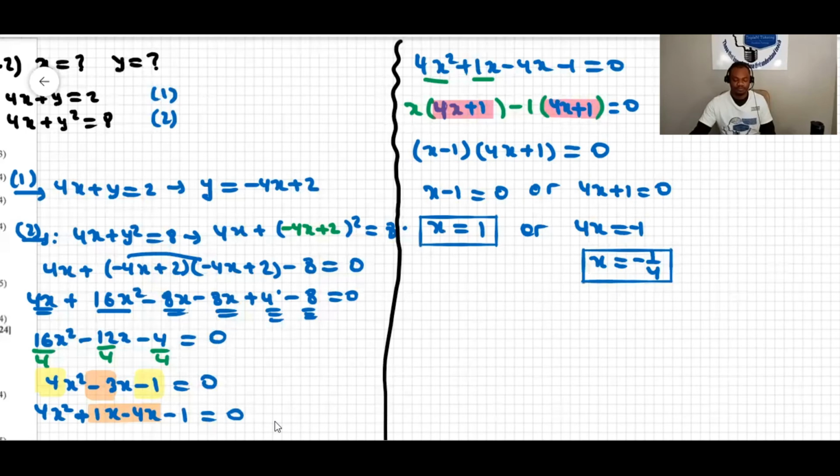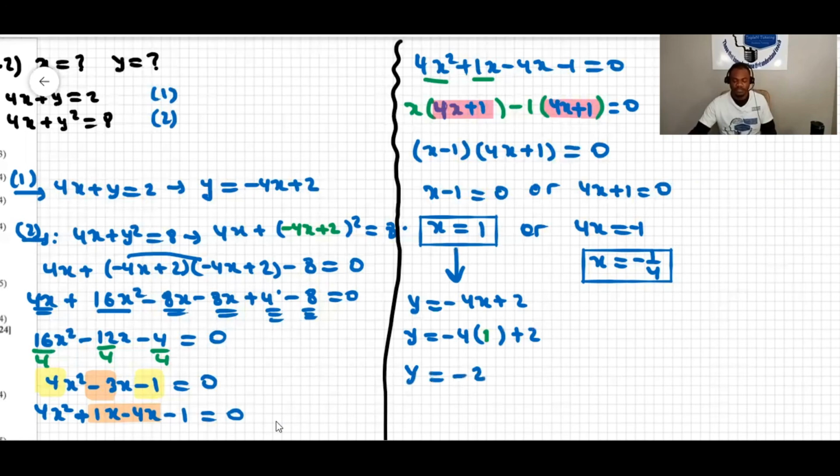Once we find the x values, we can find the corresponding y values. We take the value of x and substitute it into either equation 1 or equation 2. But I always prefer to substitute into equation 1 where I made y the subject, because it is straightforward. So y is equal to negative 4x plus 2. I substitute the value of x, which is 1. Then y will be equal to negative 2.